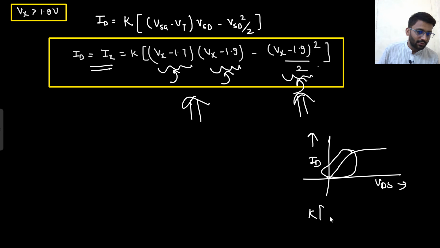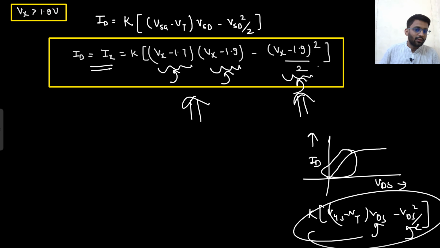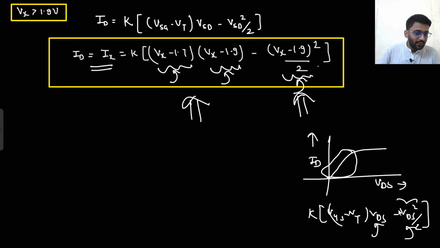But what is the formula? Some constant into VGS minus VT into VDS minus VDS square by 2. There also you can argue, sir, this value is increasing, this value is also increasing, so why should the overall value increase? Because this value doesn't increase that much as VDS. Are you understanding this point? VDS increases more, and this value doesn't increase as much as VDS. So it will increase only.